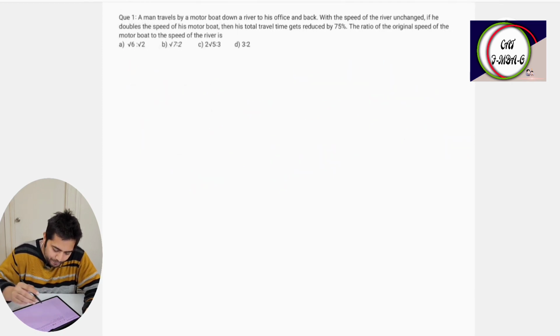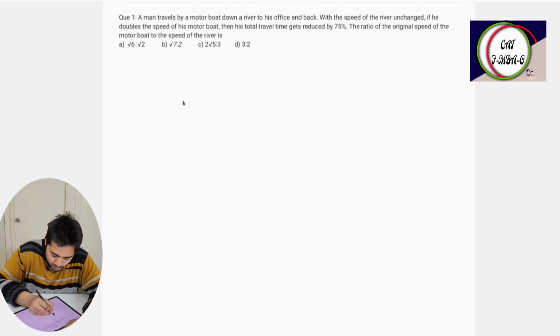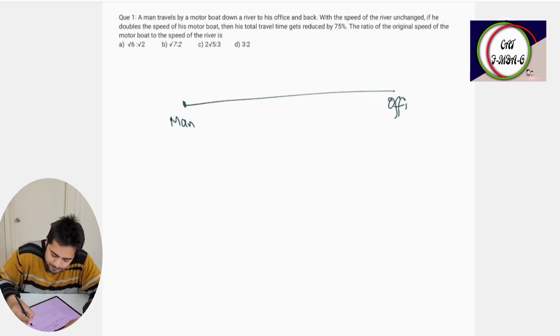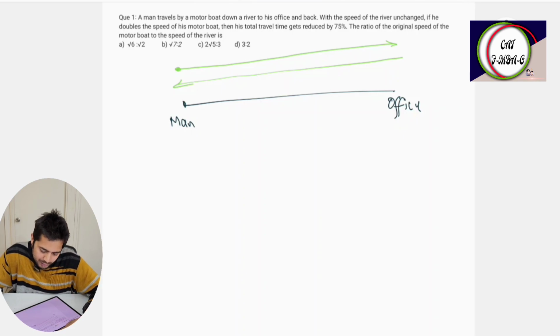So question number one: a man travels by a motorboat down a river to his office and back. So here is man and here is office. So what man does is man goes from here to office and then office back. And with the speed of the river unchanged, if he doubles the speed of his motorboat, then his total travel time reduces by 75%.